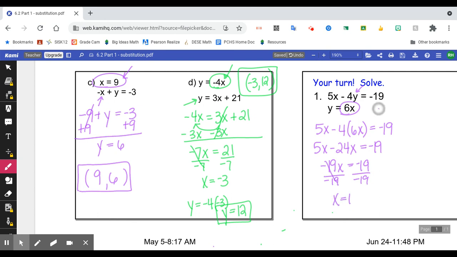And then I have to plug it back into this. So y equals 6x, x comes out, 1 goes in, and y equals 6. So my ordered pair is 1, 6.